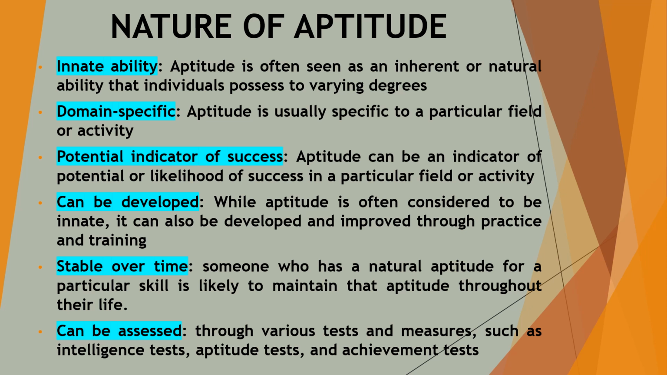Aptitude is often considered to be innate, but it can also be developed and improved through practice and training. For example, someone with a natural aptitude for music can develop their skills further through practicing and taking lessons. Stable over time. Aptitude tends to be relatively stable over time, meaning someone who has a natural aptitude for a particular skill is likely to maintain that aptitude throughout their life.